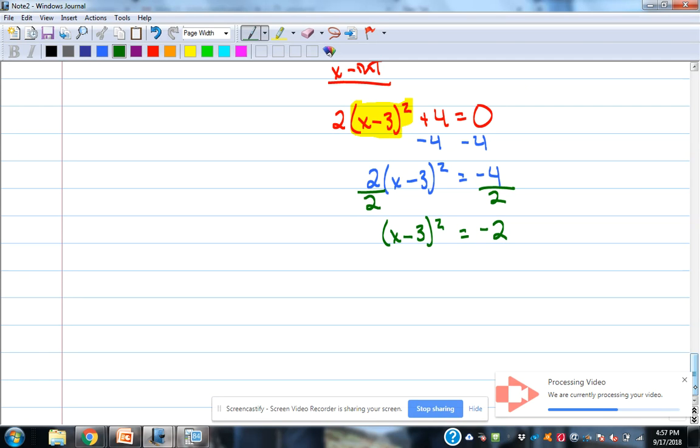Once you're here, all you have to do is take the square root of both sides. Okay? So if I take the square root, that's just going to get rid of the squared on the left side and give you x minus 3. On the right-hand side, we always put a plus or minus, because when you take the square root, we don't know if it was positive or negative that was squared to get the answer. But we've got a negative 2 in there.